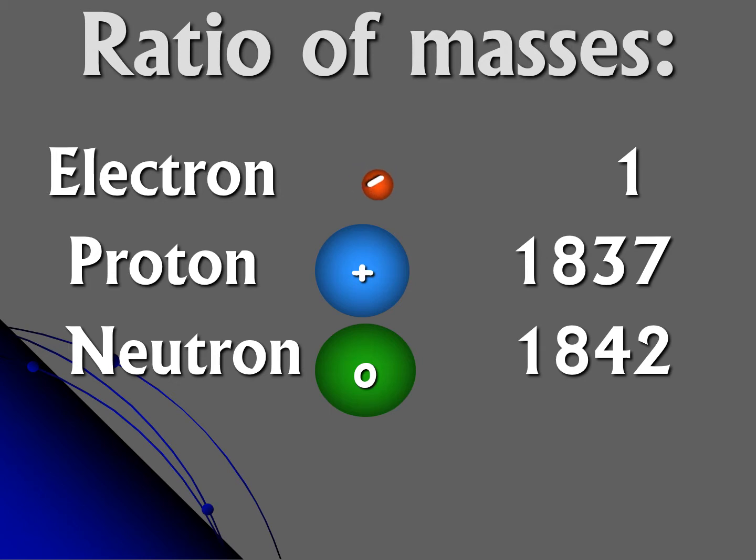The neutron, on the other hand, also has a mass that is 1,842 times the mass of an electron. So notice that the mass of a proton and the mass of a neutron are very, very close together. They're very similar. They're about 99% the same. And their masses are much, much greater than the mass of an electron. This means that the mass of an atom comes almost entirely from the mass of its protons and its neutrons. That's why we count up the protons and neutrons to get the atomic mass.